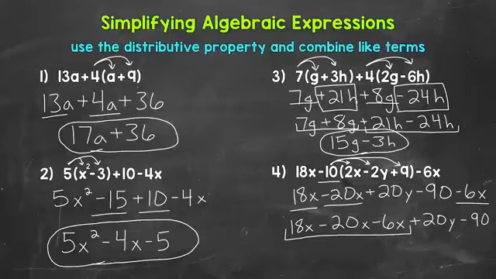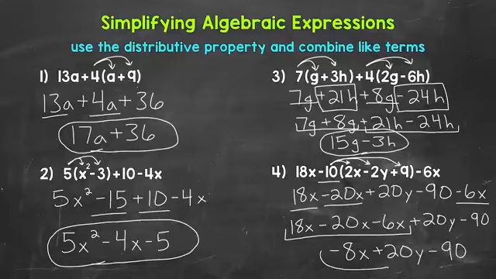18x minus 20x is negative 2x. Negative 2x minus 6x gives us negative 8x. Then we have plus 20y minus 90. So negative 8x plus 20y minus 90 is our final simplified expression.